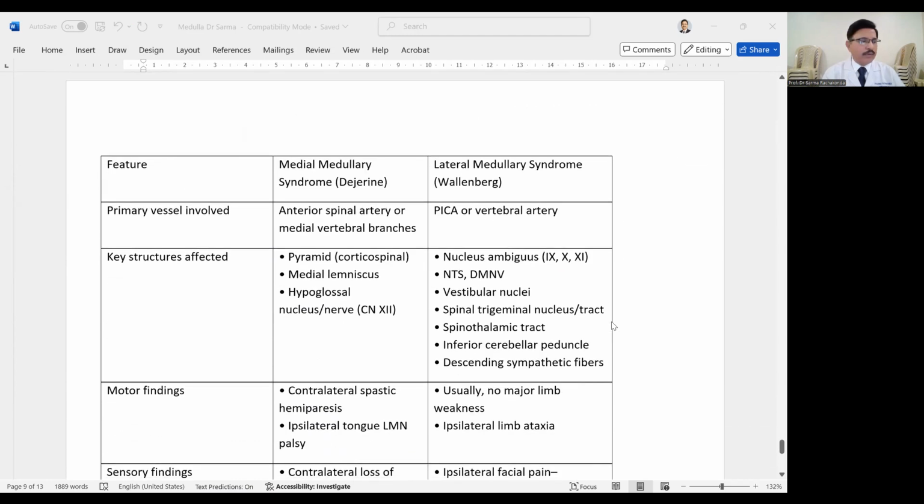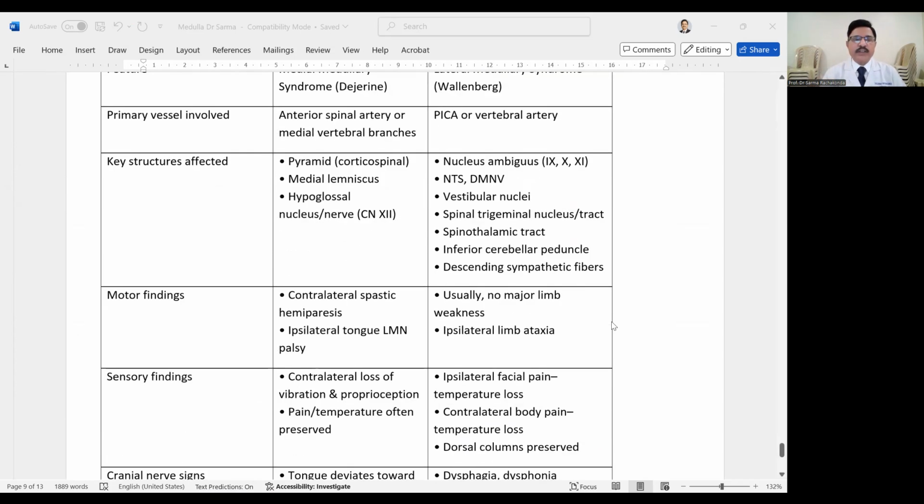Now, I have given a table also. You can use a tabular form. Medial medullary: vessel, anterior spinal; lateral: posterior inferior cerebellar or vertebral artery. Key structures: pyramid, medial lemniscus, hypoglossal nucleus; then nucleus ambiguus, NTS, DMNV, vestibular nuclei, spinal trigeminal nucleus and tract, spinothalamic tract, inferior cerebellar peduncle, descending sympathetic fibers. It must be there always in your memory, these things.